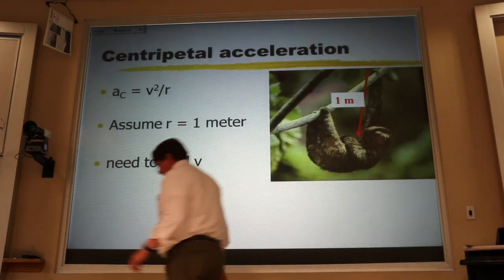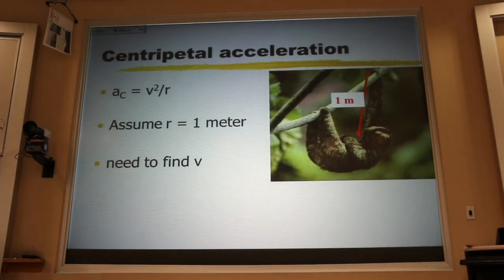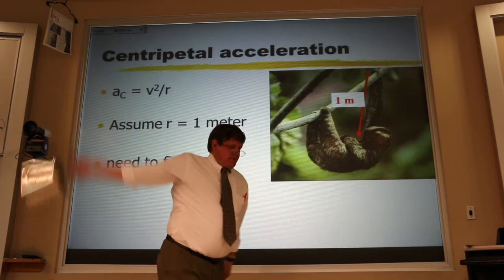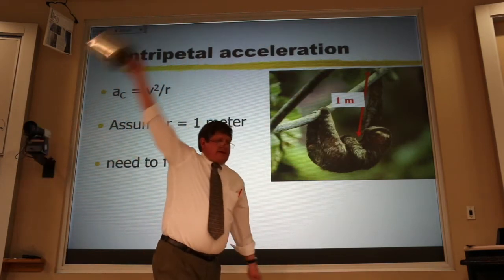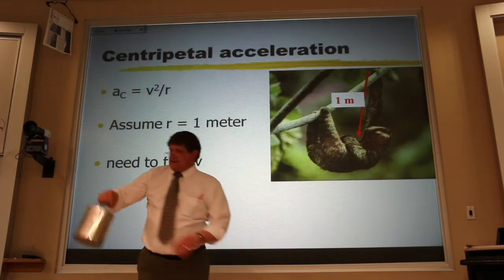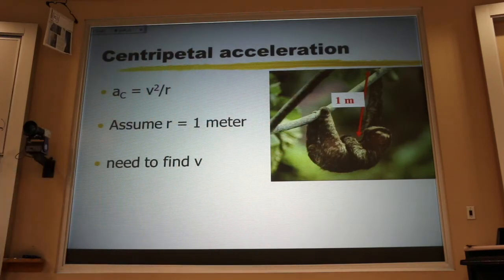So let's assume that we swing that around once every second. In other words, I go 1 1,000, 2 1,000, 3 1,000, 4 1,000, 5 1,000, 6 1,000. Okay? So, given that I have a 1 second time of going around, and I have a radius of 1 meter, what would the speed be?